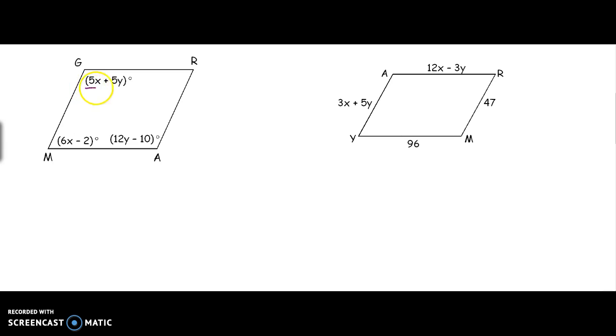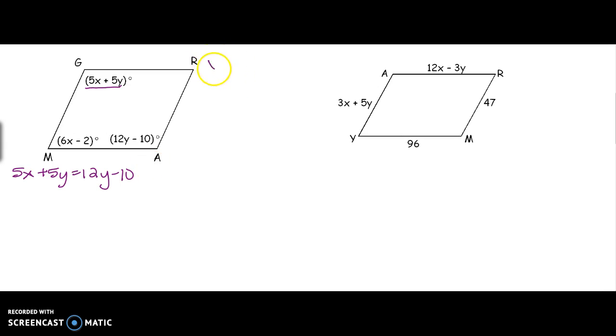Because we have one angle that has both x and y, and the others only have x or y, we have to set up a system of equations. So we're going to use our two properties. Opposite angles are congruent, which means you would set g equal to a, so 5x plus 5y is equal to 12y minus 10.